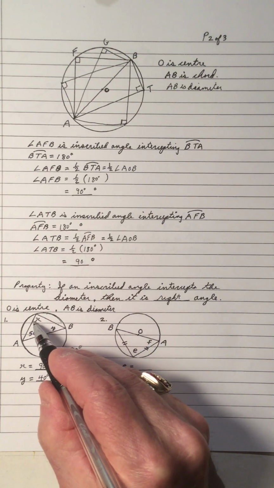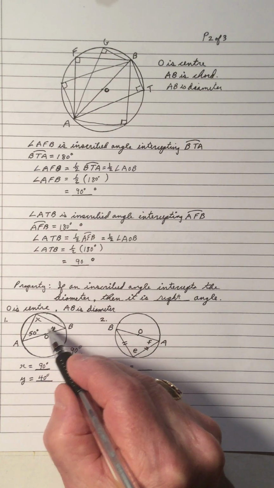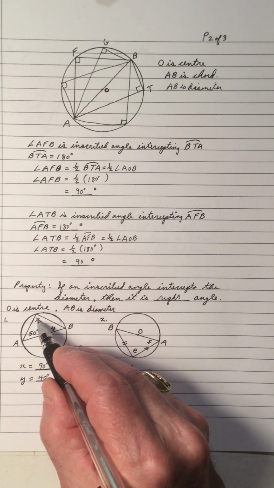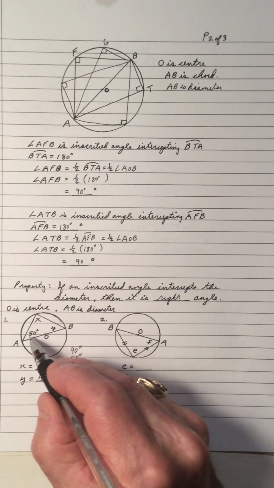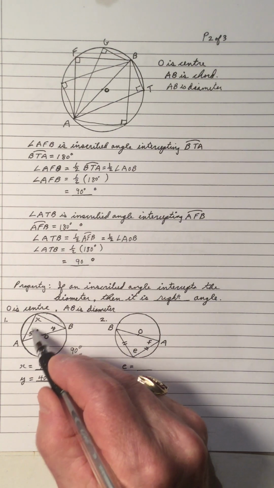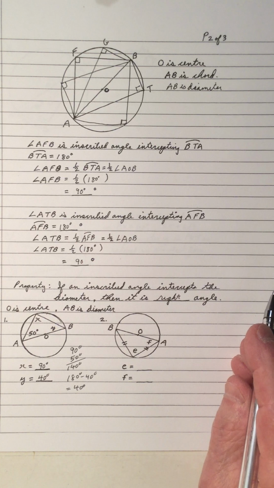And besides that, if this angle is 90 right here, these two angles are adding up to 90, because if you take 90 away from 180, you get a 90. So the sum of these two acute angles must be 90. So 50 plus 40 makes 90.